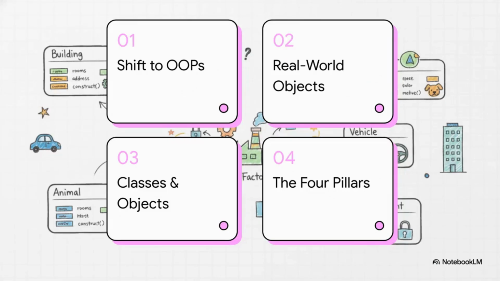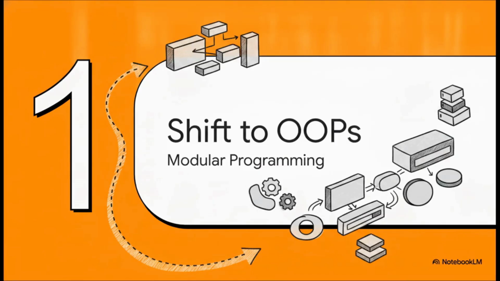So, here's our roadmap for this explainer. First, we'll look at the shift to OOPs. Then we'll define real-world objects. Next, we'll cover classes and objects. And finally, we'll break down the 4 pillars. Let's get started. All right, let's jump right into Section 1, the shift to OOPs and modular programming.